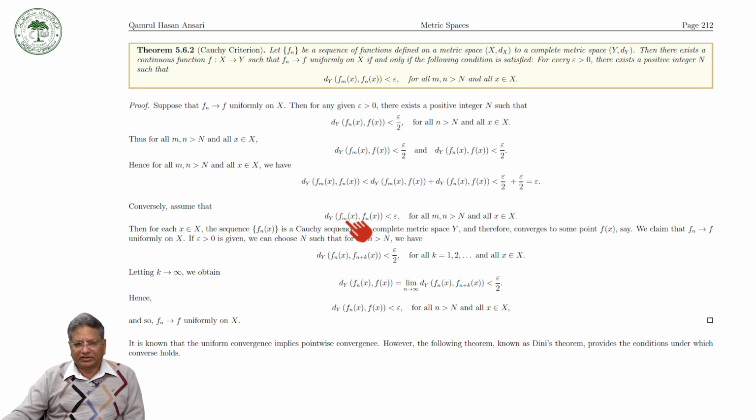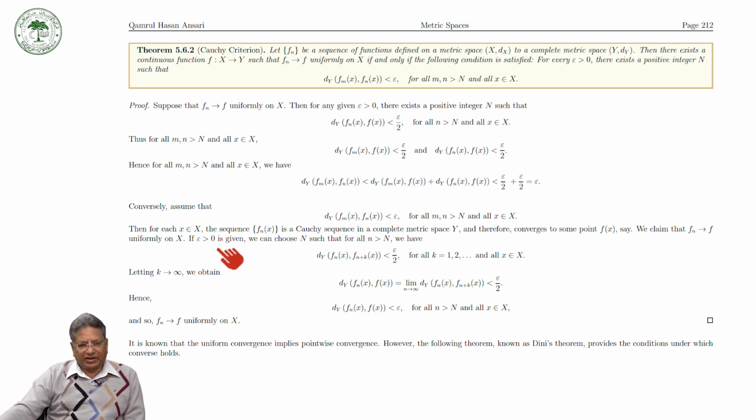So the important thing is that because this inequality holds good for all x in X, therefore F_n(x) for all x is a Cauchy sequence of points of Y. But Y is assumed to be a complete metric space, so it will converge to some point f(x). Now we claim that F_n converges to f uniformly on X. We have to prove that F_n converges uniformly.